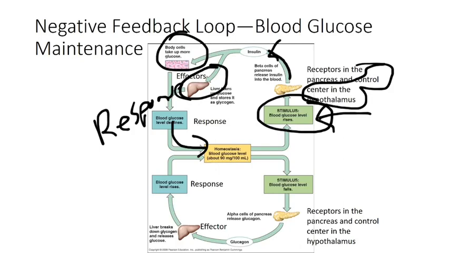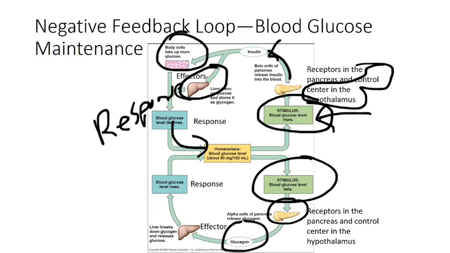Now let's look at the other side. Let's say in this case, it's been a while since you ate. You've been fasting. So your blood glucose levels start to drop. That's the stimulus. The drop in blood glucose is going to be picked up by receptors in the pancreas. Information is going to be sent to control centers in the hypothalamus. And that's going to eventually trigger the pancreas to release a different hormone. In this case, an antagonistic hormone, a hormone with the opposite function of insulin. And that hormone is called glucagon.